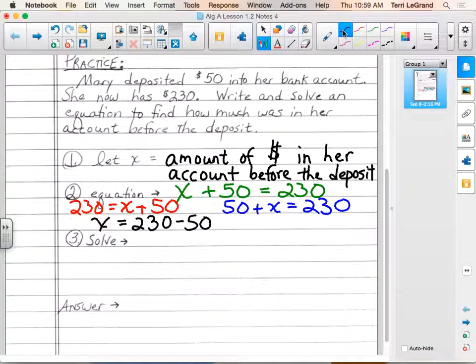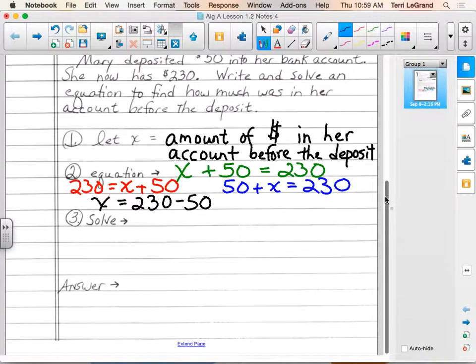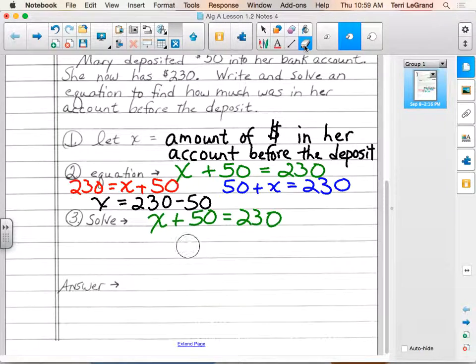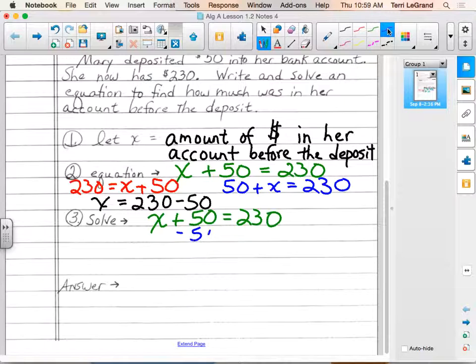Okay, we're going to solve the one that we first set up, the very first way, which was the green one. So let's write down the equation that we agreed upon in the beginning, and let's show our work solving it. What would we do to solve this, Noah? Take away 50 from both sides. Yeah, we have to subtract 50 from both sides to keep the equation balanced and to undo the addition. And we get x equals what?